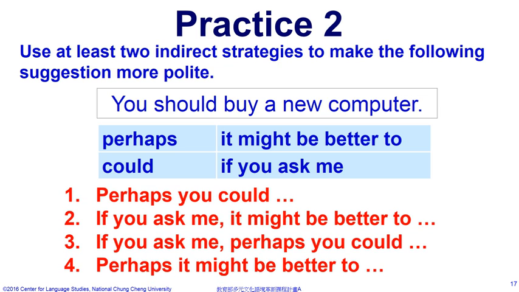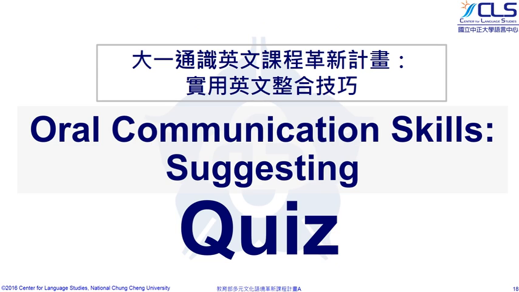As we can see, there are at least 4 combinations of these indirect strategies to make the suggestion more polite. We can use perhaps you could, or perhaps it might be better to, and so on and so forth. Now let's check what we have learned.